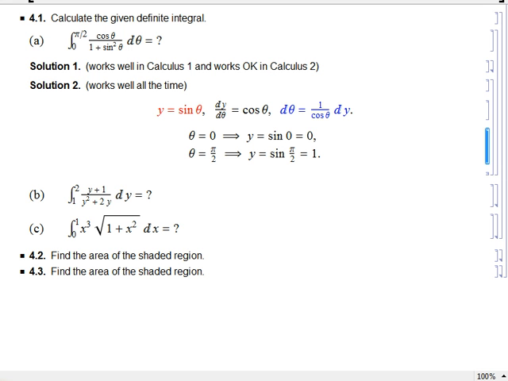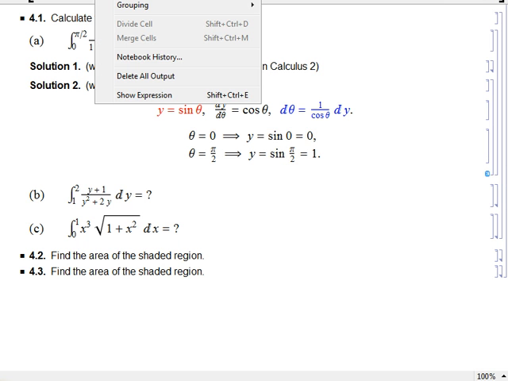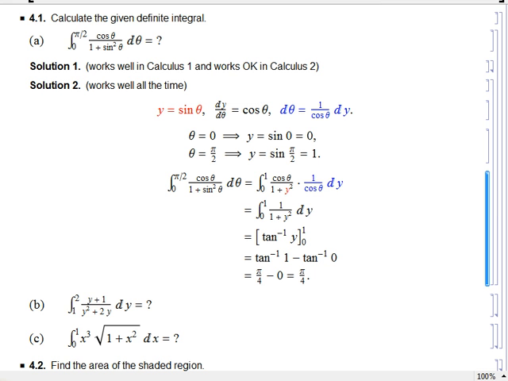Theta is moving from 0 to pi over 2, and y is sine of theta, so it is moving from sine of 0 to sine of pi over 2. So y is moving from 0 to 1. Consequently, after substitution, the definite integral from 0 to pi over 2 becomes the integral where y is moving from 0 to 1 of 1 over 1 plus y squared dy, like that.